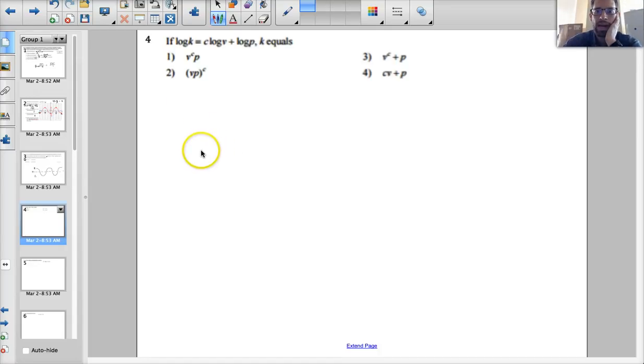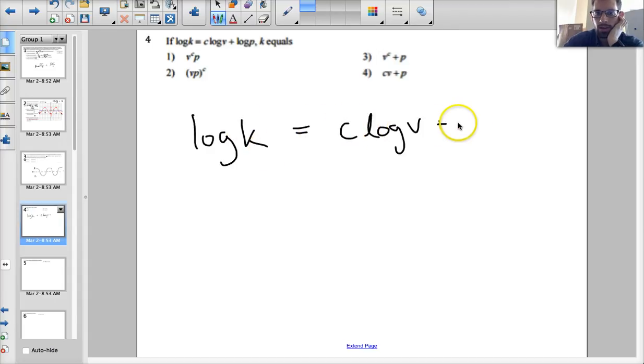All right, back to some review now. So we've got these log equations. So I'll just write it out. I've got log k equals c log v plus log p. Okay, so I want to get k by itself.